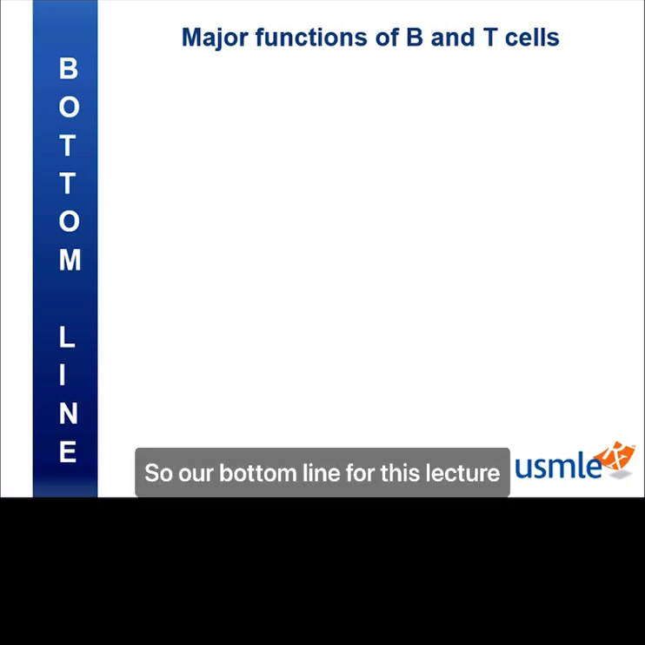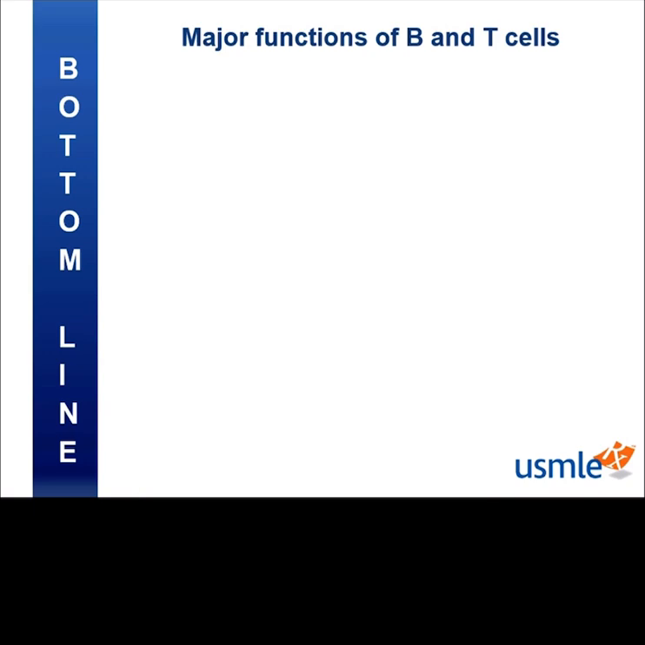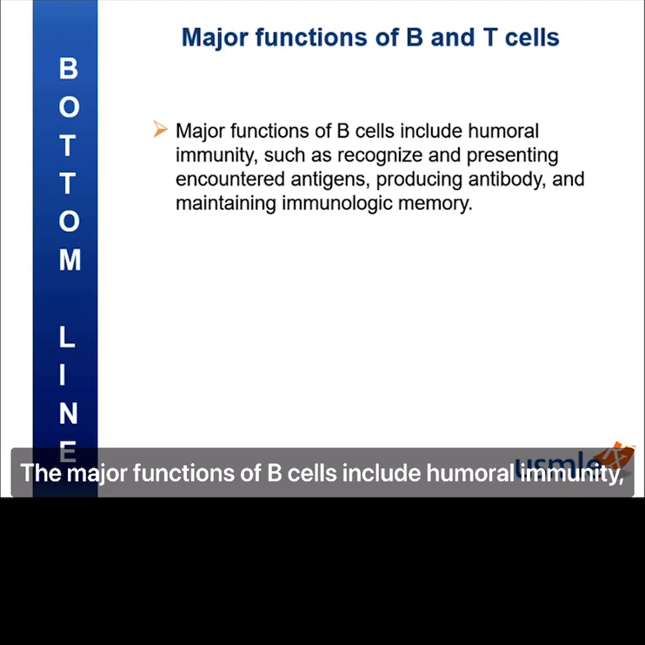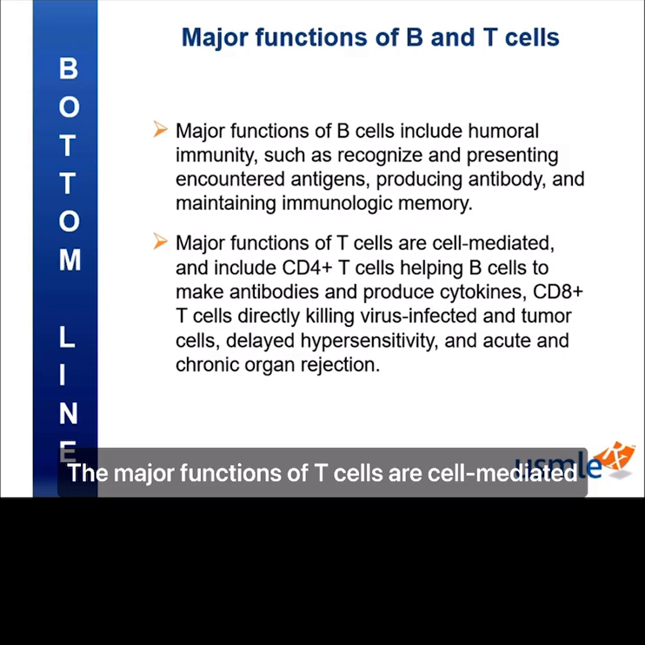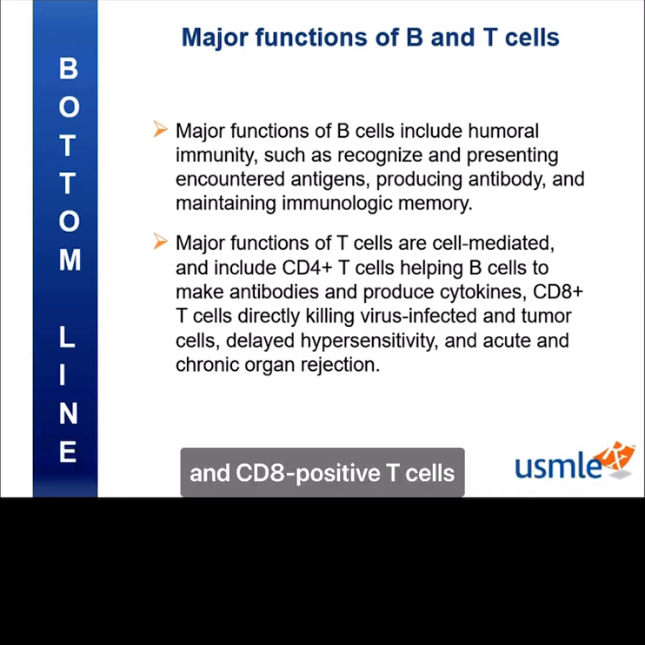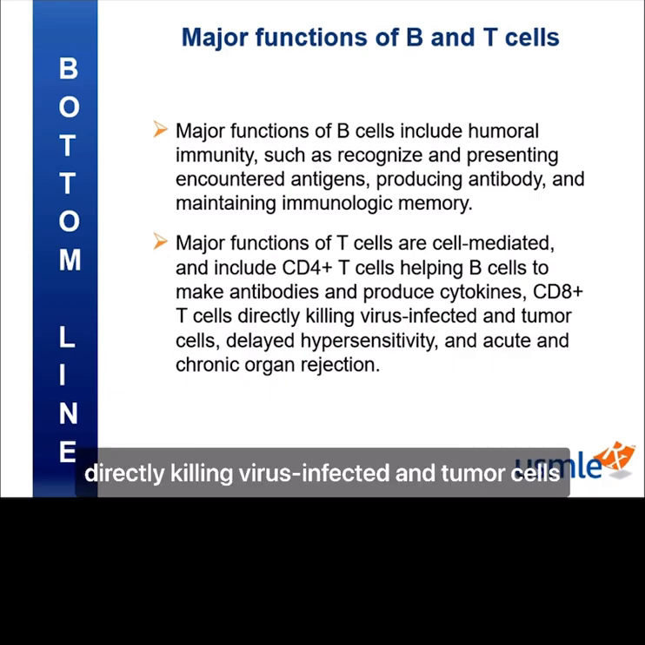So our bottom line for this lecture can be summed up like this. The major functions of B cells include humoral immunity, such as recognizing and presenting encountered antigens, producing antibody, and maintaining immunologic memory. The major functions of T cells are cell-mediated and include CD4 positive T cells helping B cells to make antibodies and producing cytokines, and CD8 positive T cells directly killing virus-infected and tumor cells and being involved in delayed hypersensitivity and acute and chronic organ rejection.